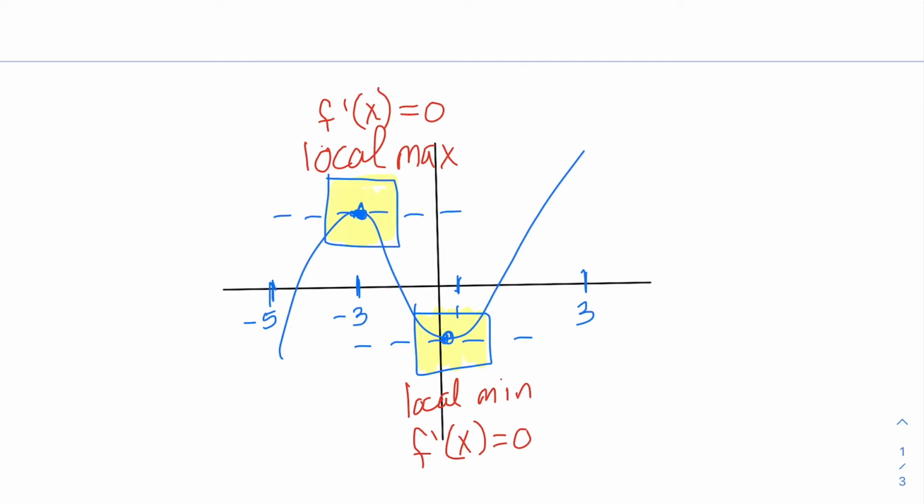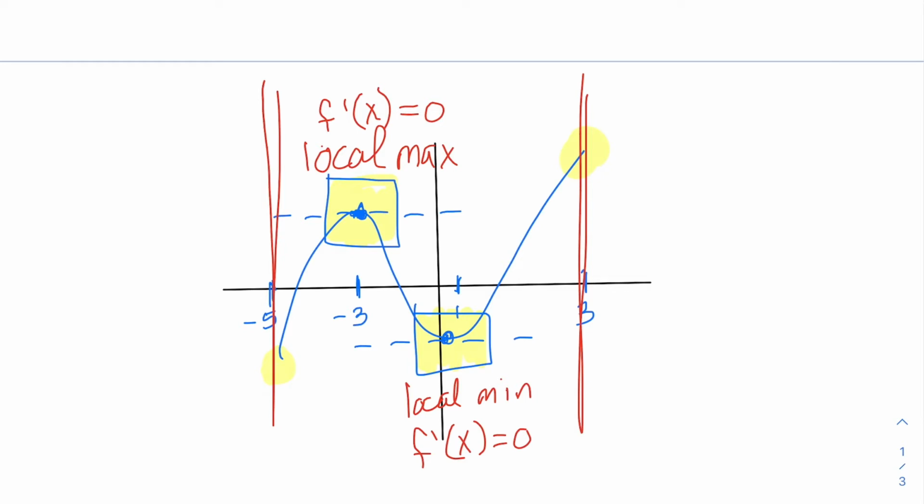But how do we know if a local max might also be an absolute max? Well, for a particular interval, so for this graph, let's say we're looking from -5 all the way to +3. Let's check and see whether or not each of these local max or local minimum values would be the absolute max or absolute minimum. And for that, we have to include two other points. In addition to these critical points, we also have to include the endpoints of that interval.